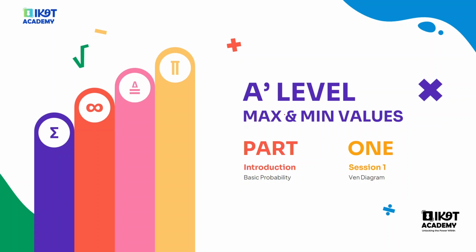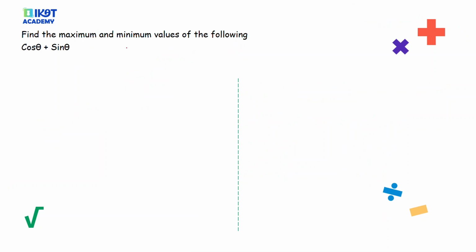Hello. Today we're going to look at finding the maximum and minimum values of trigonometric expressions. This comes just after we've looked at the chapter on the R formula for solving trigonometric expressions, and you're going to see that there's an application of that same concept here. So here the question says find the maximum and minimum values of the following.